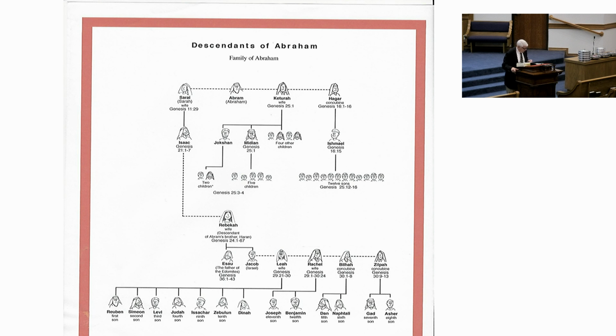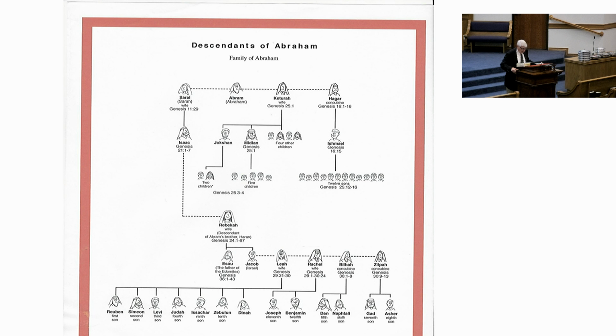Let's skip over to chapter 17. We'll begin reading in 15. Then God said to Abraham, "As for Sarah, your wife, you shall not call her name Sarai, but Sarah shall be her name, and I will bless her, and also give you a son by her. And I will bless her, and she shall be a mother of nations. Kings of people shall be from her." Now that's the promise made to Abraham and Sarah's son. Then Abraham fell on his face and laughed. "Shall a child be born to a man who is 100 years old? And shall Sarah, who's 90 years old, bear a child?"